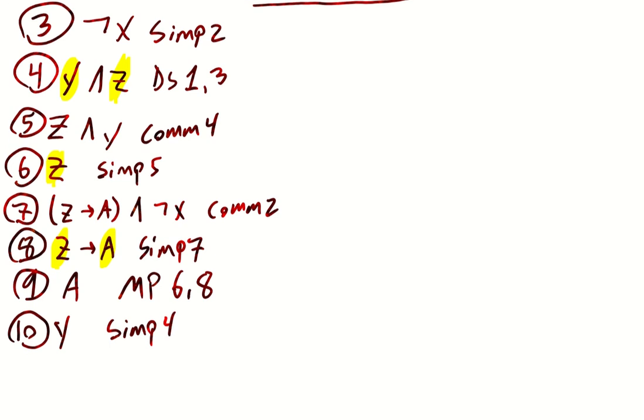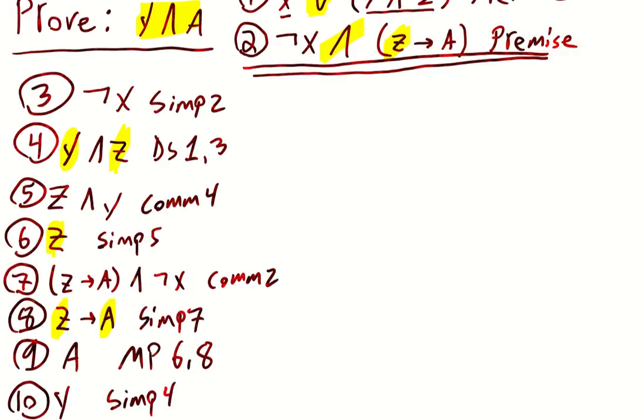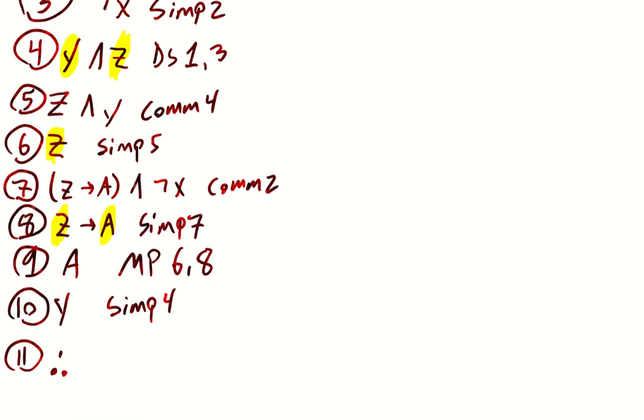We now have a, we now have y, combine them together through the and sentential connective. So for 11, therefore, it does follow. We want to prove y and a, so y and a by the conjunction rule with lines 10 and 9. And that concludes that proof.